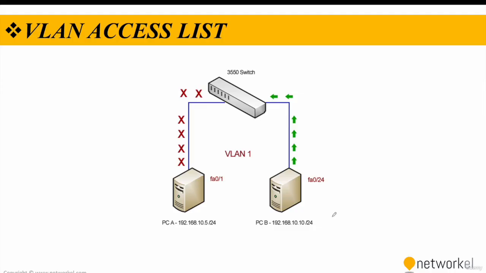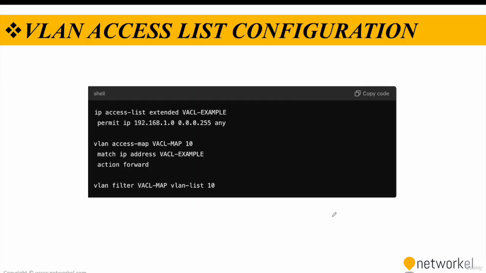So VLAN access lists are applied on switches to control traffic between devices in the same VLAN independently of layer 3 routing. And this is how VLAN access list configuration looks like. First of all, you need to create a normal access list specifying the traffic to permit or deny. Then you need to apply the VLAN access list to the desired VLAN or VLANs using the appropriate command.